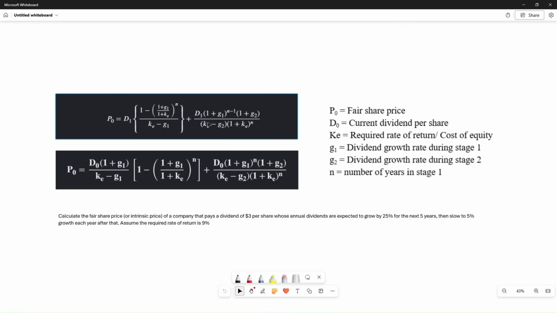Now, like I was saying, KE is our required rate of return, which is also our cost of equity. Then we have N, which is number of years in stage 1. Same thing applies to the second formula also. Just the difference between those two is scenarios when you're given D0 and scenarios when you're given D1.